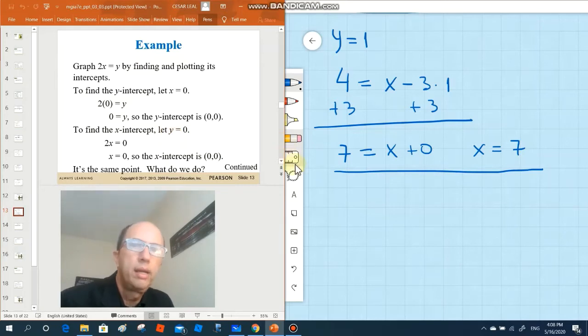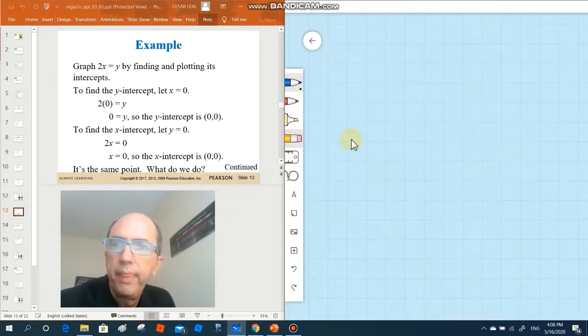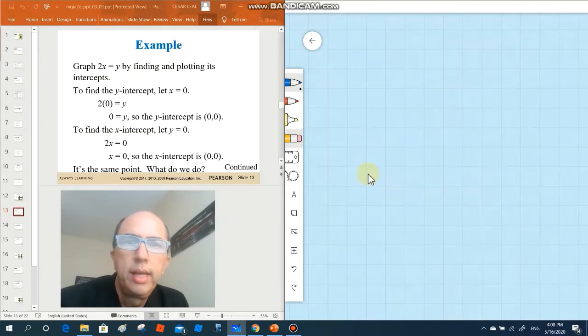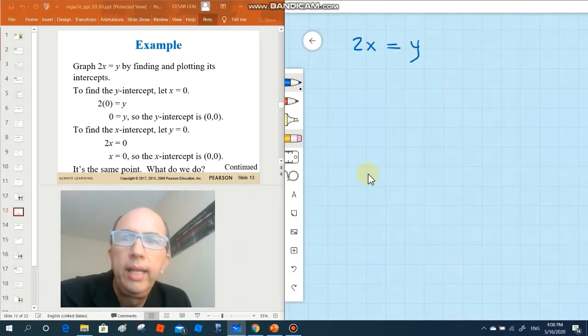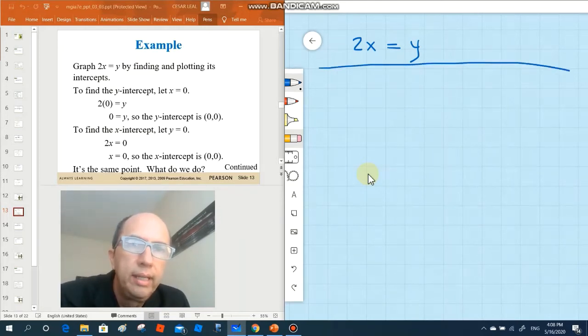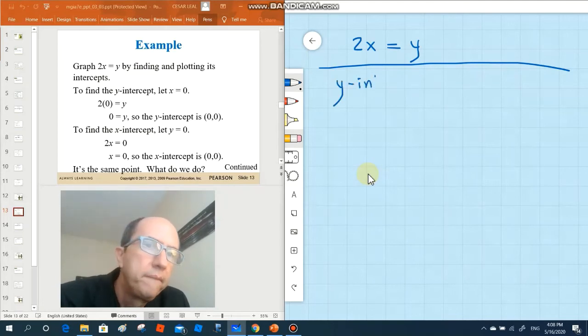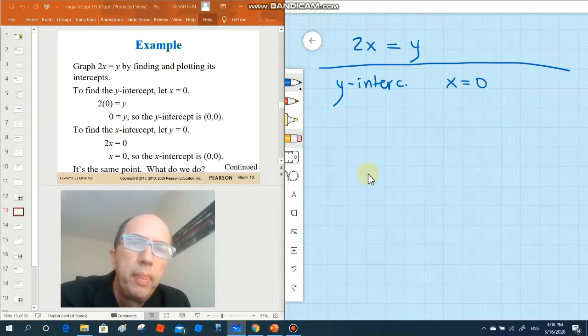Okay, let's try another example. And now the example is asking to graph the function 2x equals y by finding and plotting its intercepts. So first thing, y-intercept. You make x equals 0. So 2 times 0 equals y. Y equals 2 times 0, 0.